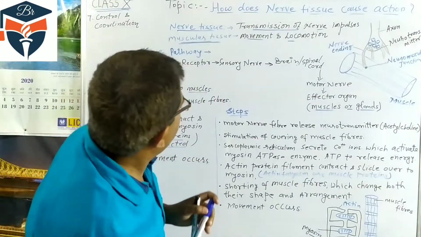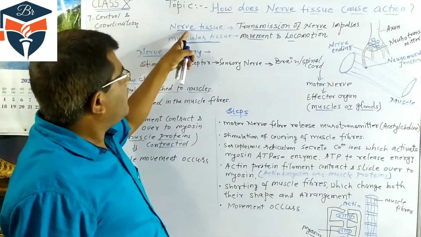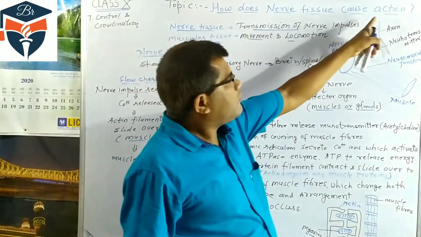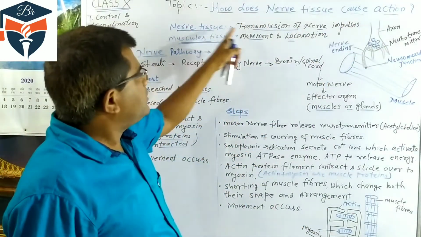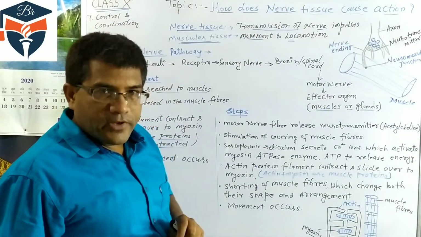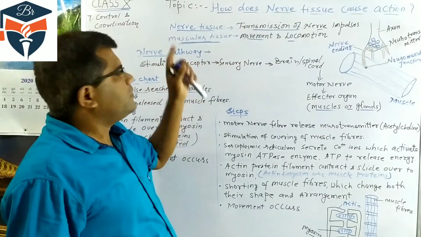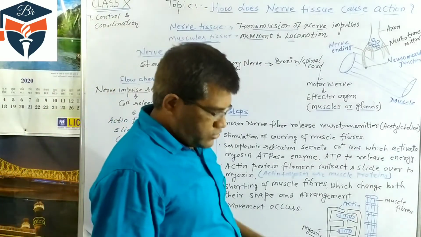So today we are discussing the role of nervous tissue and muscular tissue in causing action. Nerve tissue helps only in transmission of nerve impulses, but the main tissue that helps in movement and locomotion is the muscular tissue.